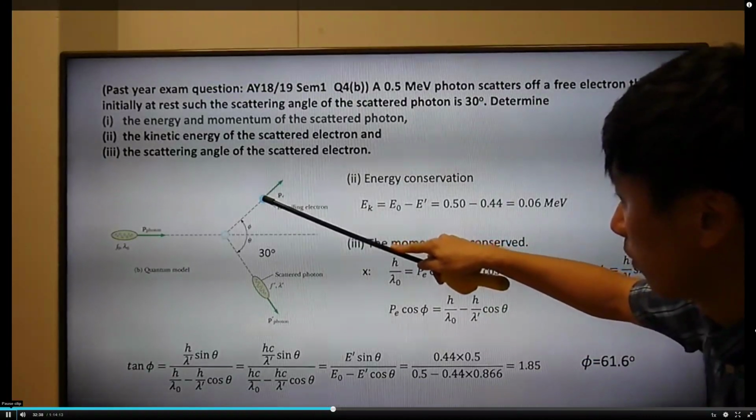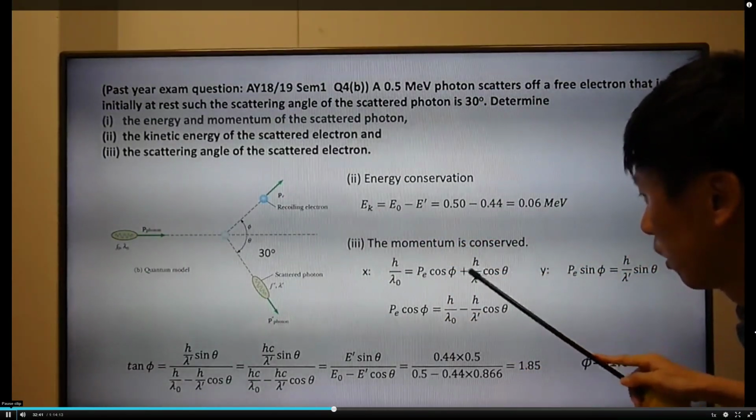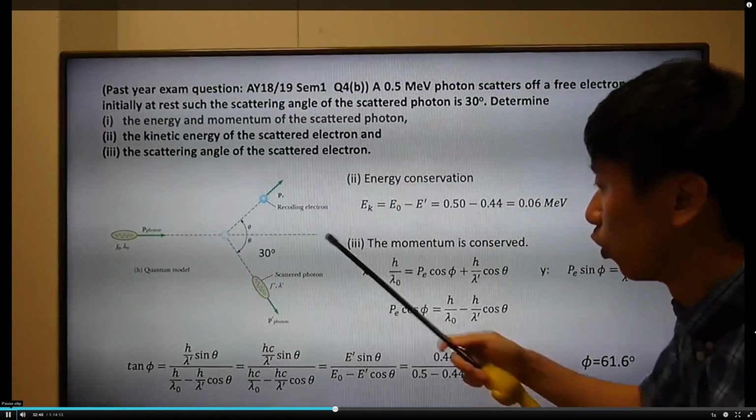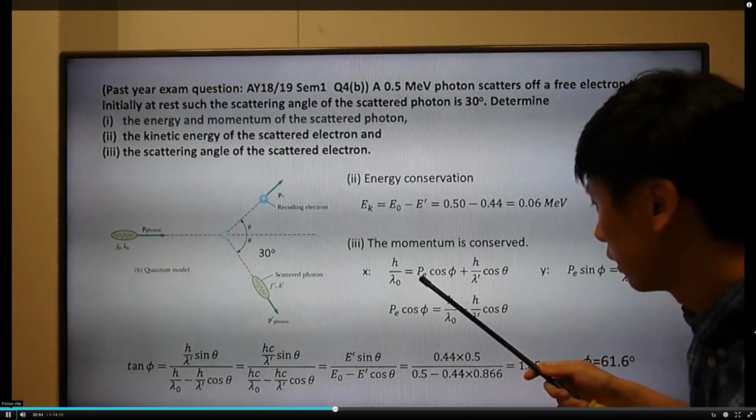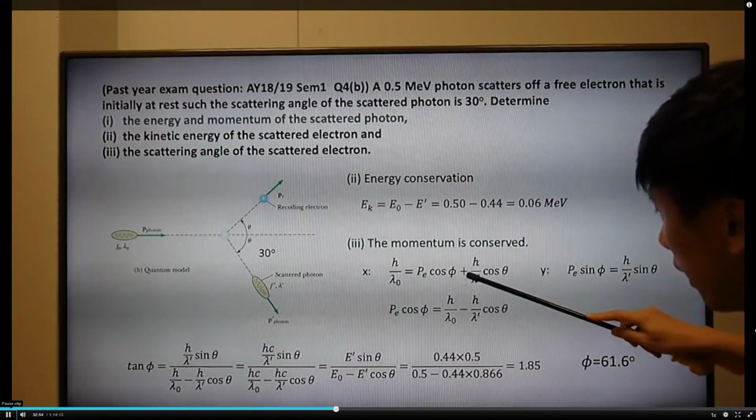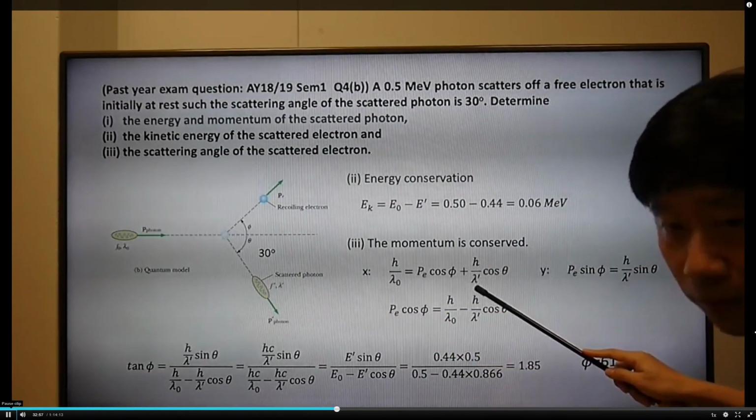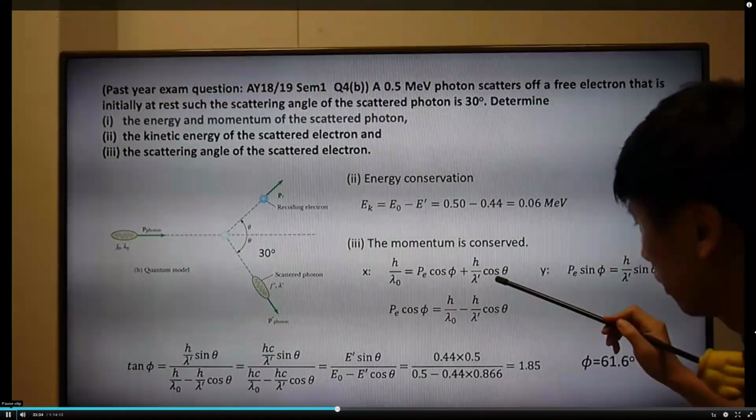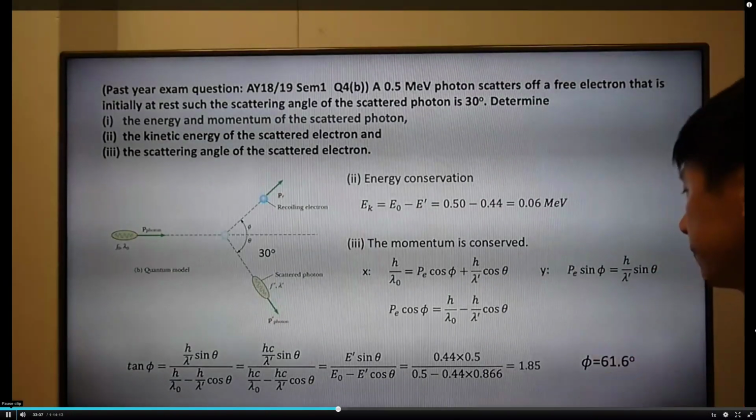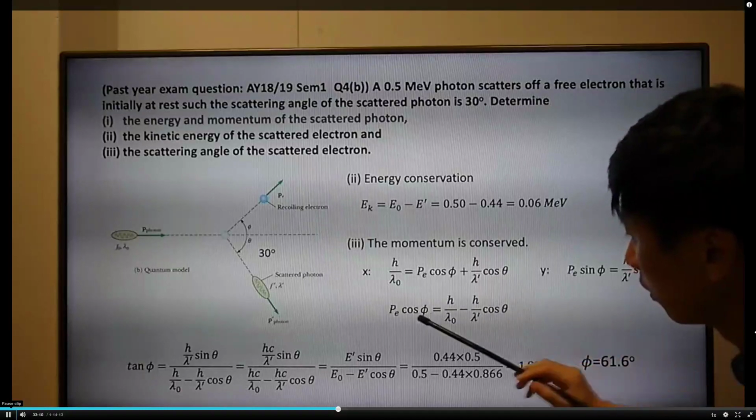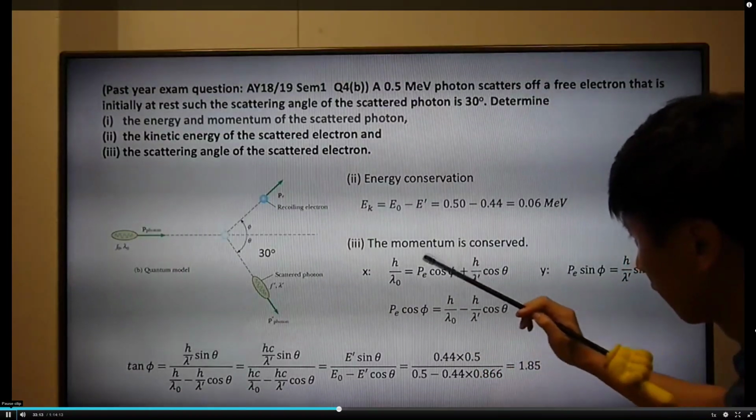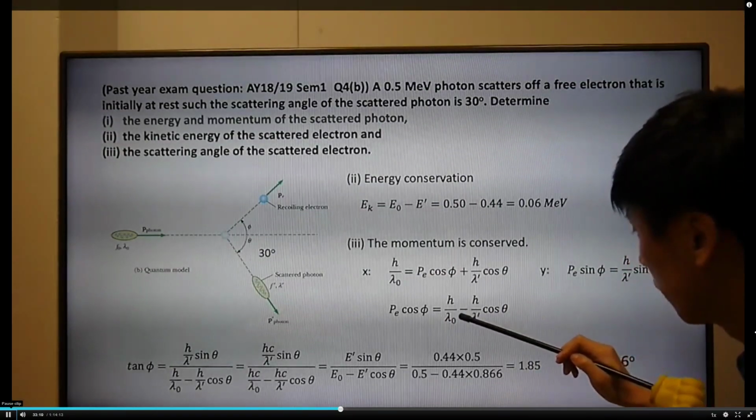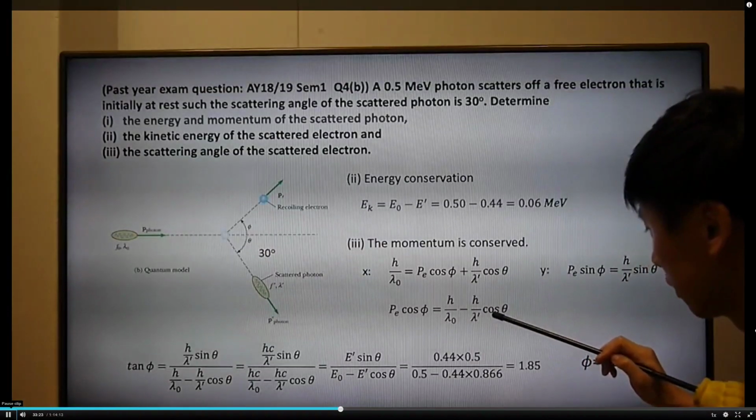X component of the momentum of electron and x component of the momentum of scattered photon. So PE, let's say PE is the momentum of electron. So x component is PE cosine B. Then second term is h over lambda prime. This is the momentum of the scattered photon for x component multiply cosine theta. Okay, in here, the PE cosine B, this term, equals h over lambda 0 minus h over lambda prime cosine theta.